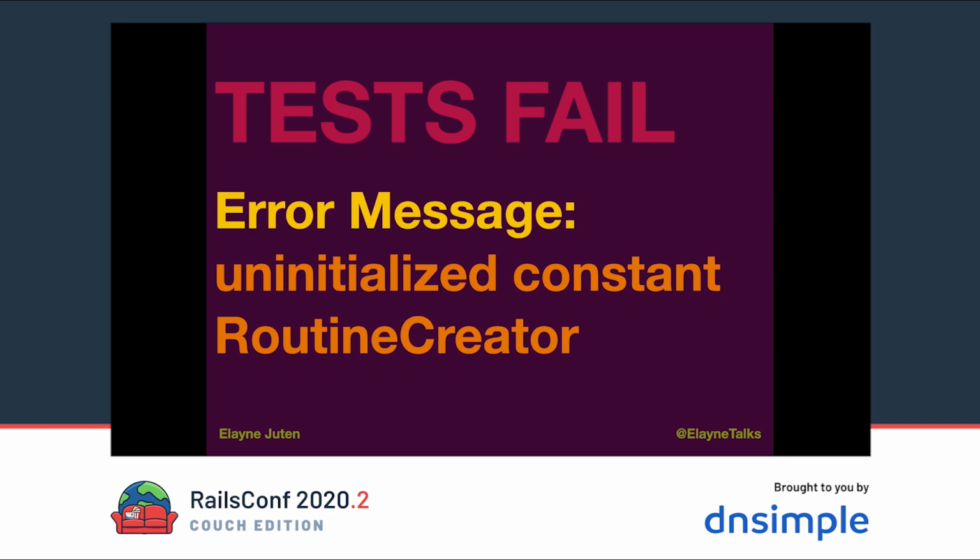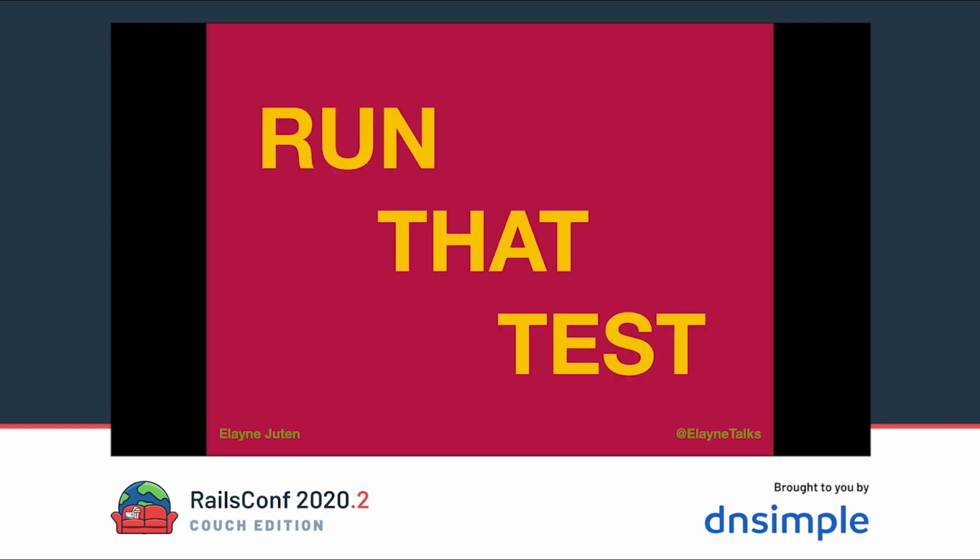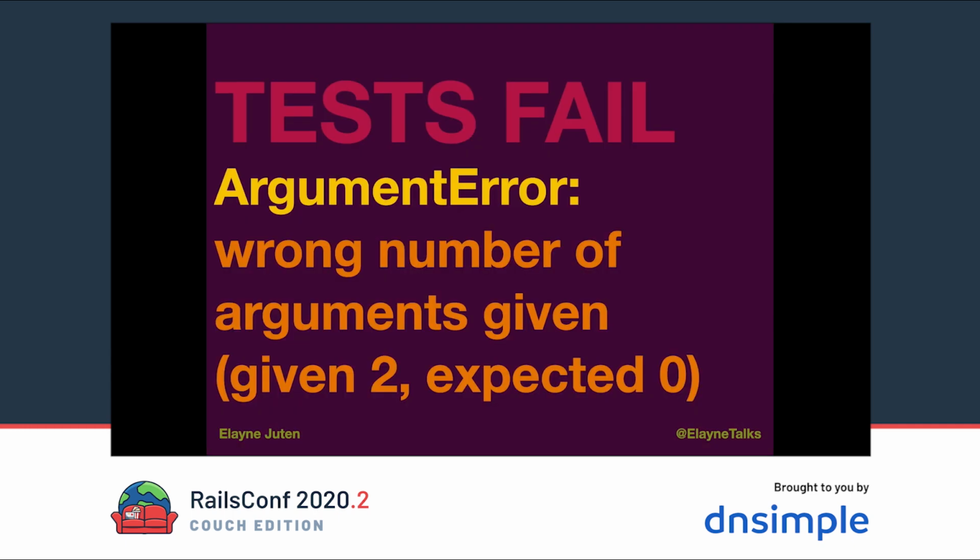So I know I required that RoutineCreator in the tests, so I know that it needs to be in the actual Ruby file. So I go in and I create a class of RoutineCreator. I'm going to run the tests again, and again I get another failure. Seeing test failures is not an awesome feeling, but with test-driven development, I know this is what I need. I'm getting new test failures every time and new error messages, so I know I'm making progress.